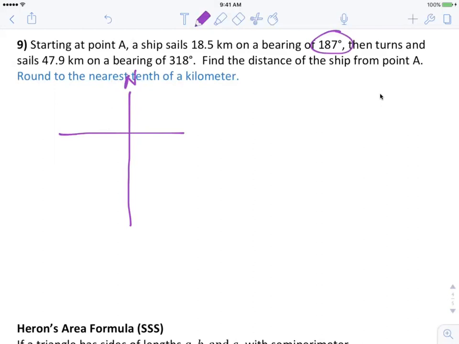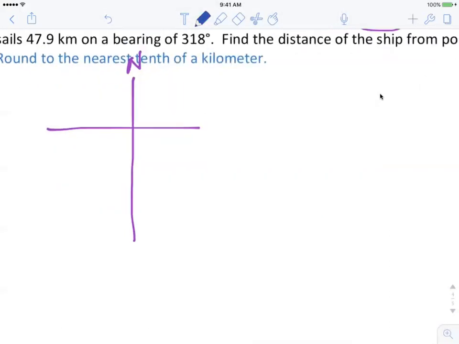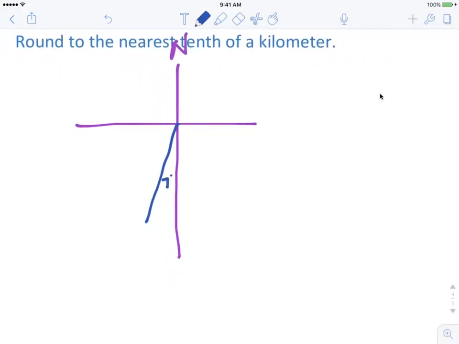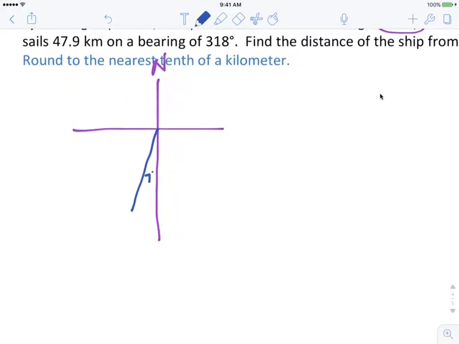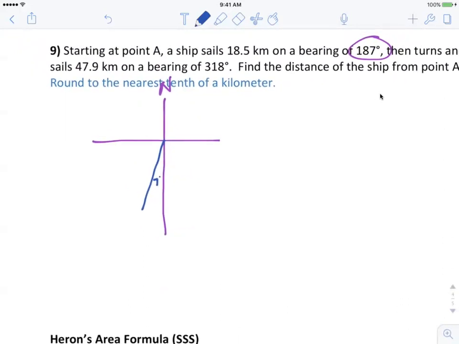So 187 would be 7 degrees past that 180. 180 is due south. So that route would be, if I zoom in, something like this, right? Where this angle in here is 7 degrees. That would be a 187. Let me take that out so it's not distracting, but that's the bearing of 187. So that distance is 18.5 kilometers.